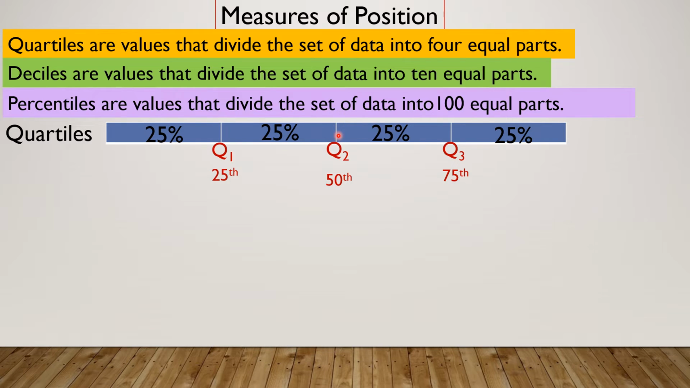It means that half of the data here belongs to the lower quartile, and half of the data is on the upper quartile.